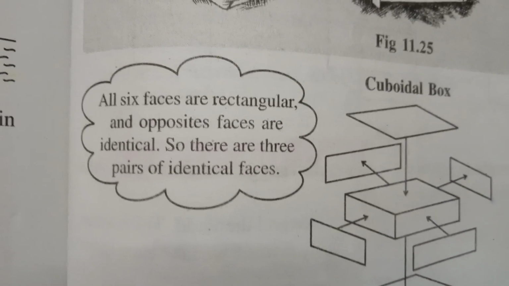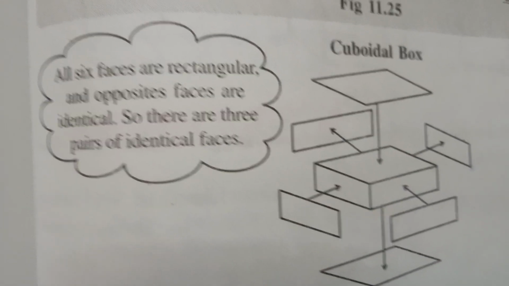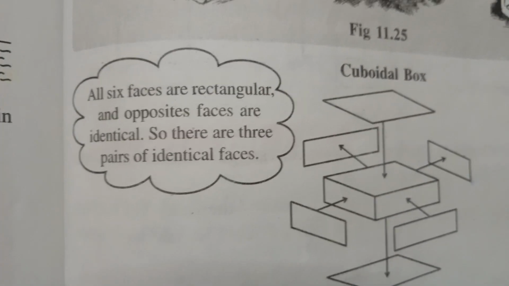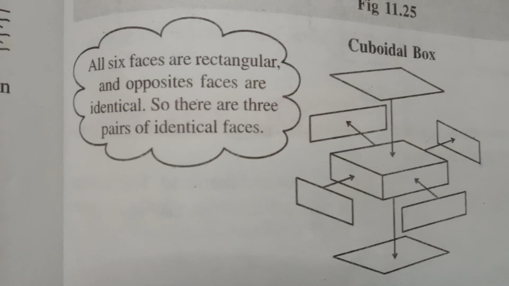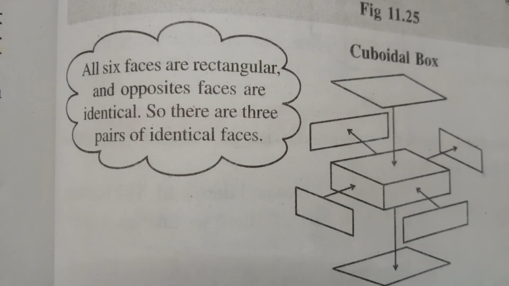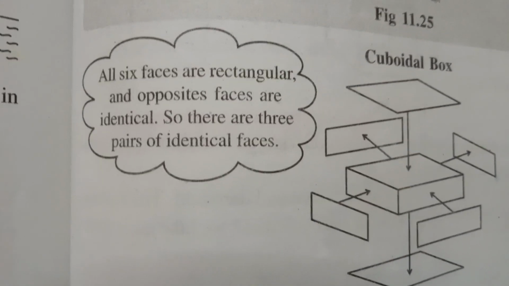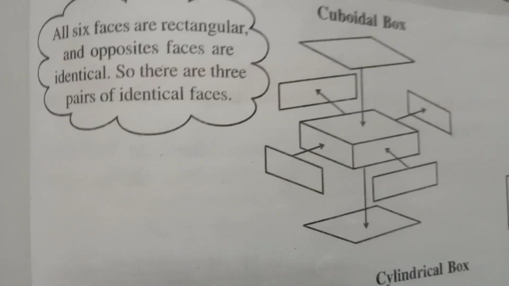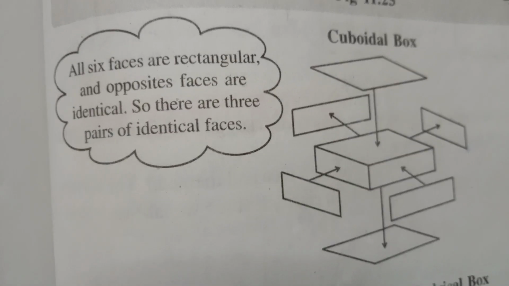So just now we have discussed the cuboidal box. You see how in the cuboidal box all six faces are rectangular and opposite faces are identical. So there are three pairs of identical faces.